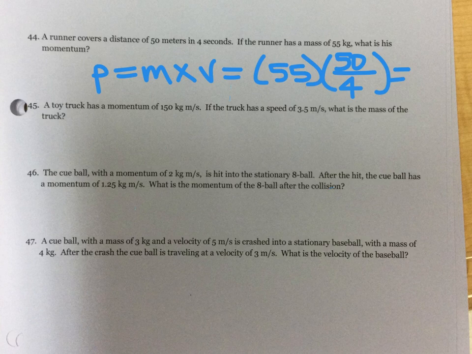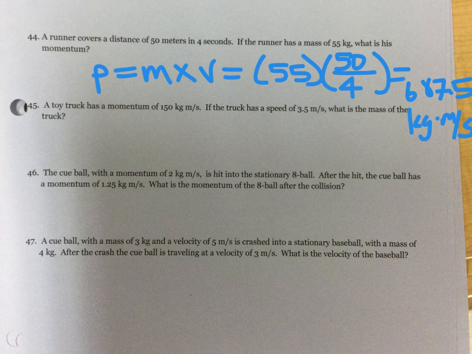Which means the runner's momentum is 687.5. And remember, the units for momentum are kilogram times meter per second. So 687.5 kilogram meter per second.